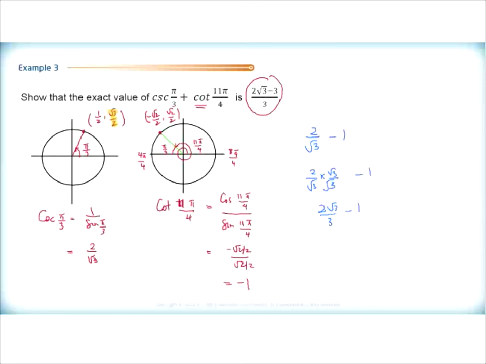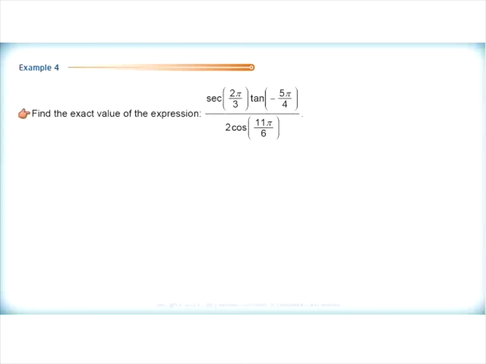I need to find a common denominator here of 3, so I got 2 root 3 over 3, subtract 1, which is 3 over 3. Now I have a common denominator of 3, and my numerator becomes 2 root 3, subtract 3. And I do have the correct answer, because you can see that I was asked to show that it was equal to this. So the exact value here is 2 root 3, subtract 3 over 3. Exactly what I found.